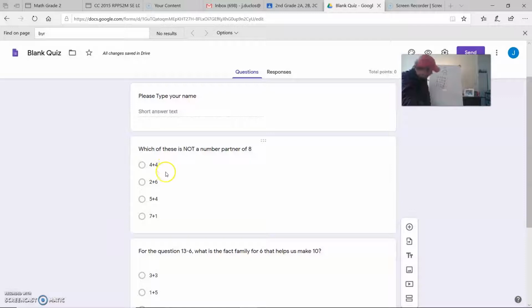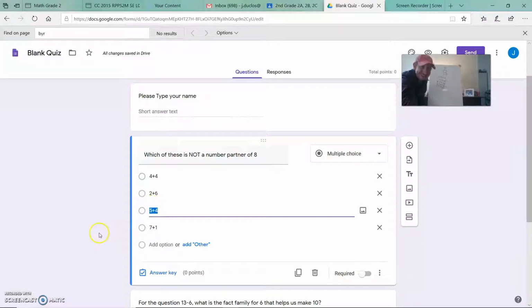We have 4 plus 4 right there. We have 2 plus 6 right there. We have 7 plus 1 right there. But 5 plus 4, sorry, is 9. So your answer to number 1 is 5 plus 4. This is not a number partner of 8.